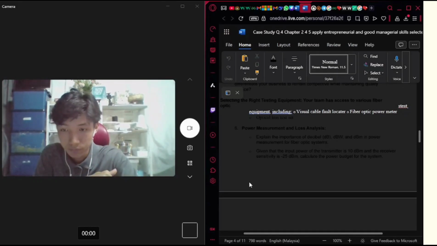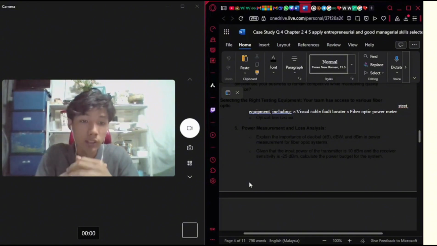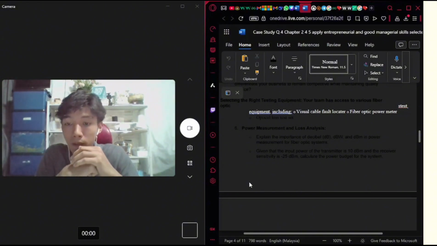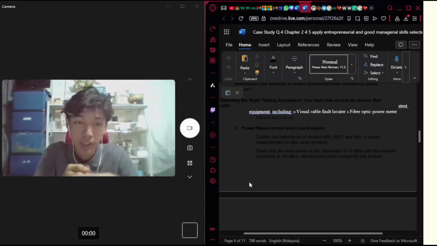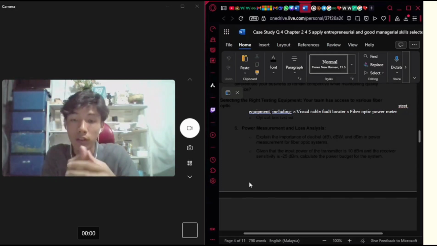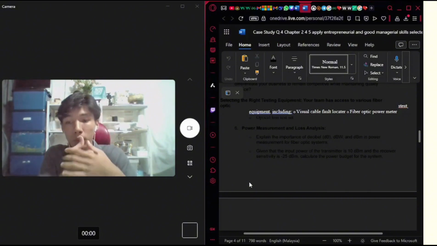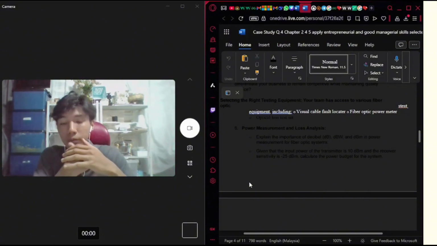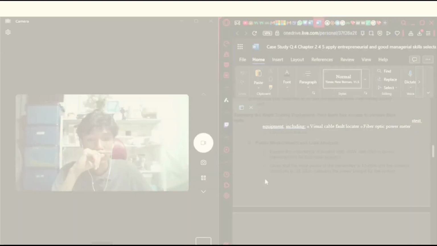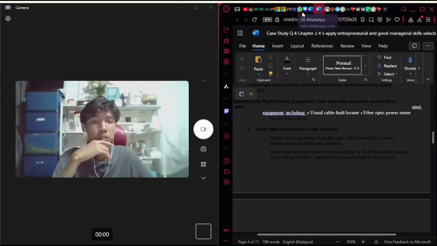After that, finally, the last one is about the dBW, decibel watt. The purpose is to represent absolute power relative to 1 watt. Why is it important? It's useful for high power components, amplifiers, transistors, and long haul systems. And after that, I will be explaining about the calculation.